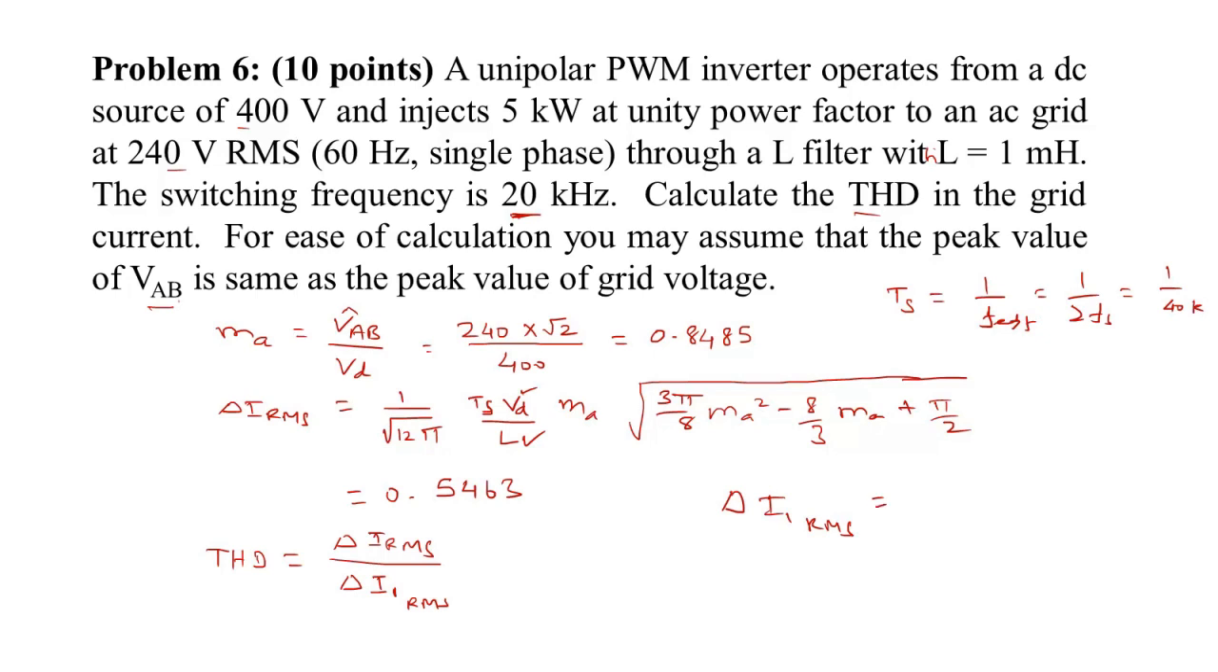So the power is 5000, it's given as 5 kilowatt, and the RMS voltage is 240 volts, and it is unity power factor. So the fundamental current is power divided by RMS voltage. So that is 20.83 amperes, and the THD can be now calculated as 0.5463 divided by 20.83. It's given as a percentage, so times 100. It comes out to be 2.62%. That is the final answer for problem 6.